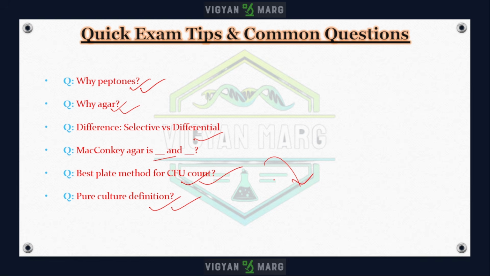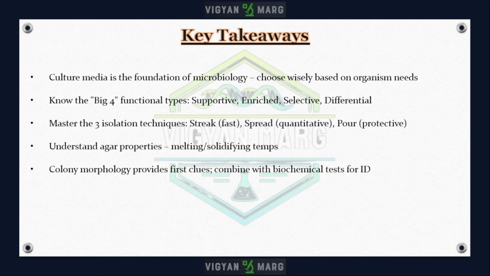So to summarize the entire session, the key things you need to remember: culture media is the foundation of microbiology. Choosing or designing the right medium is essential for isolating, identifying and studying the microorganisms. You should be comfortable with the big four functional types. What are those? Supportive, enriched, selective, and differential media. You need to study these things very briefly.